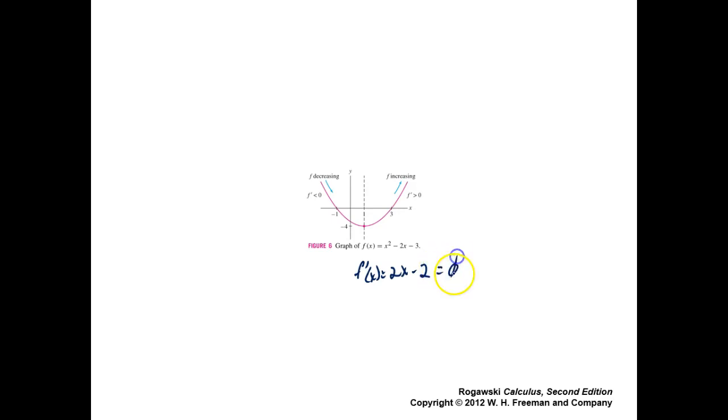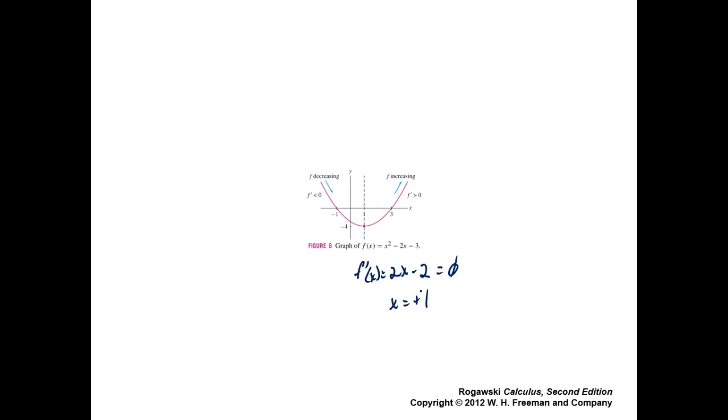First set that equal to 0. Where's that going to be? X equals 1. So on one side or the other of x equals 1, it's probably increasing on one and decreasing on the other. So how do we tell?